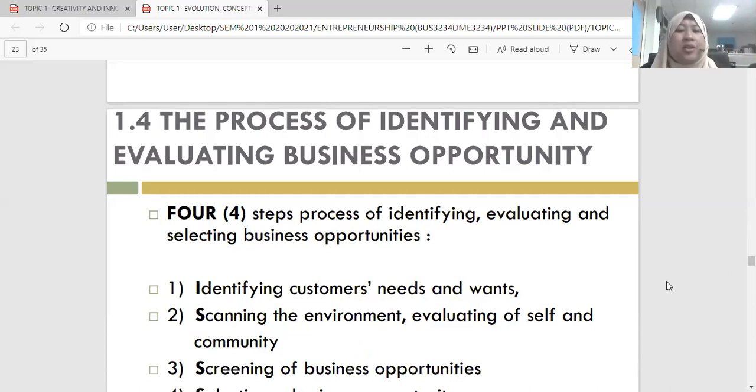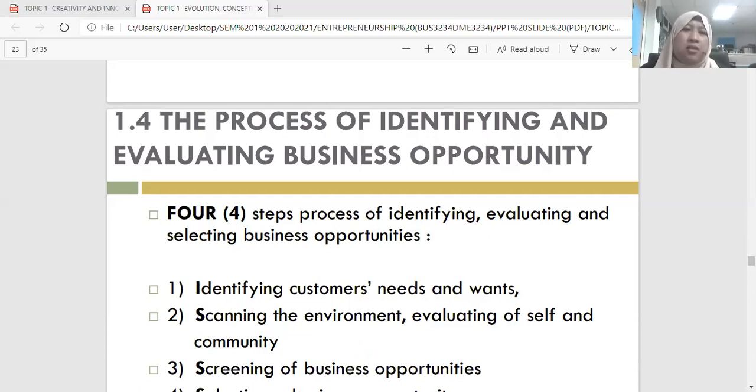Okay. So the process of identifying and evaluating business opportunity. This subtopic is all about how the entrepreneur finds out the best way to find opportunity. Because as I told you in the previous lecture, if you still remember, every single entrepreneur, when they are looking at a problem, actually the problem is an opportunity. So you don't look at the problem as a problem, because when you look at the problem as a problem, there will be no opportunity there. But if you look at the problem as an opportunity, there will be a huge opportunity behind that.